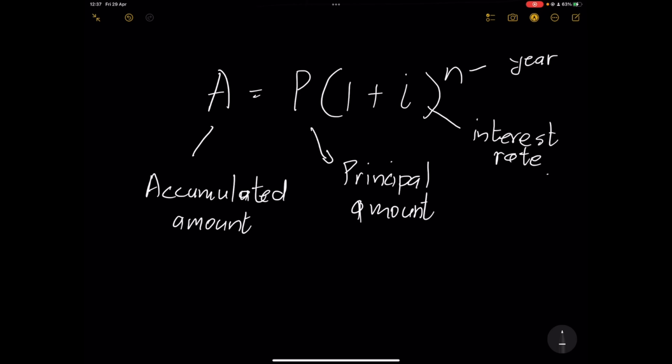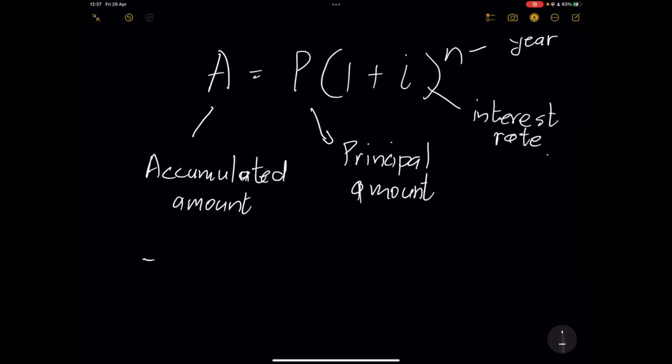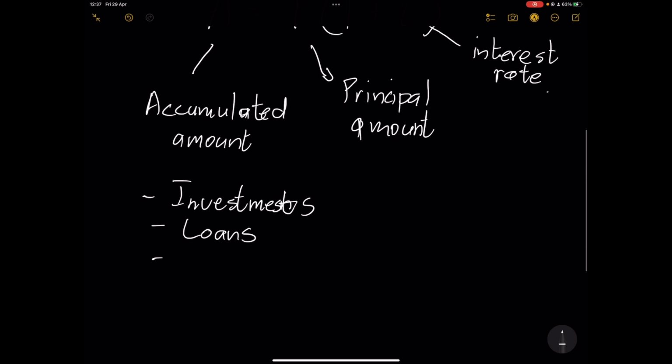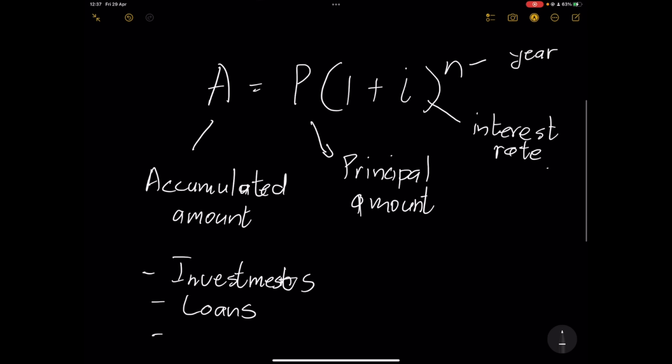Now, the most important thing when it comes to compound interest is that we can use this when we talk about investments. We can talk about loans as well. We can talk about many other applications wherein compound interest is used, right?